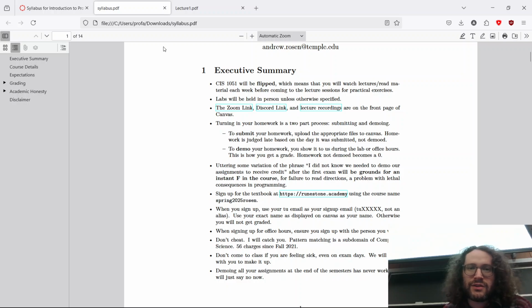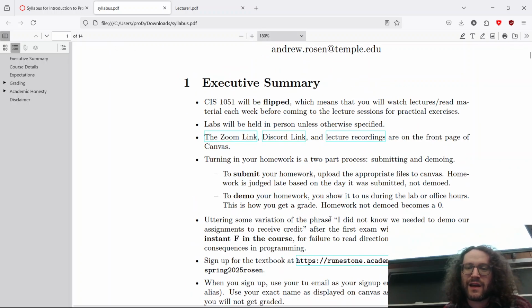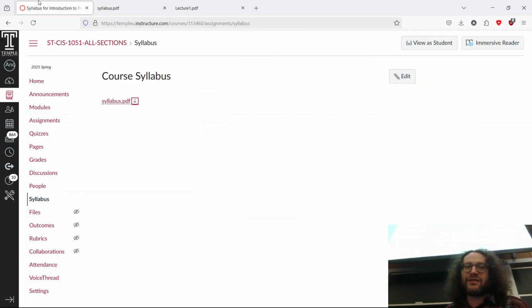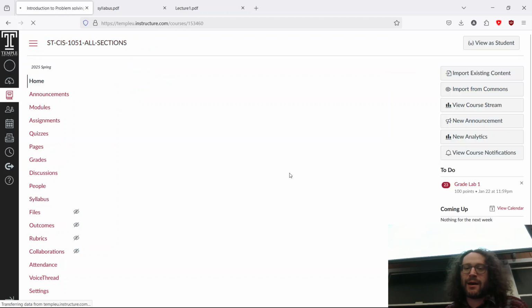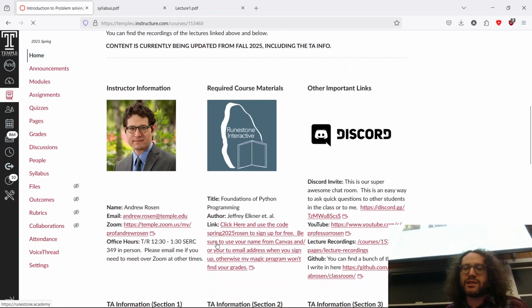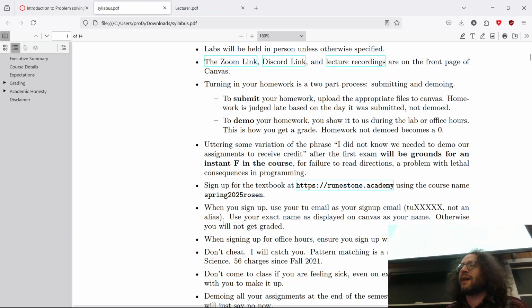Right. So when you sign up for the textbook, you can find this on the front page of Canvas as well. You'll want to use the course name Spring 2025 Rosen. I use the same format every semester: fall or spring, then the year, and then Rosen. When you sign up, I have these directions on the front of Canvas as well. You want to use your TU email and/or your name from Canvas.